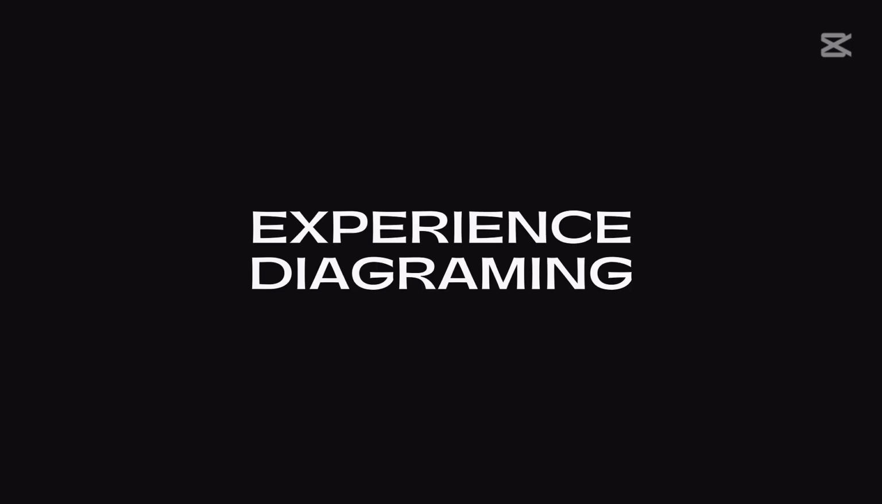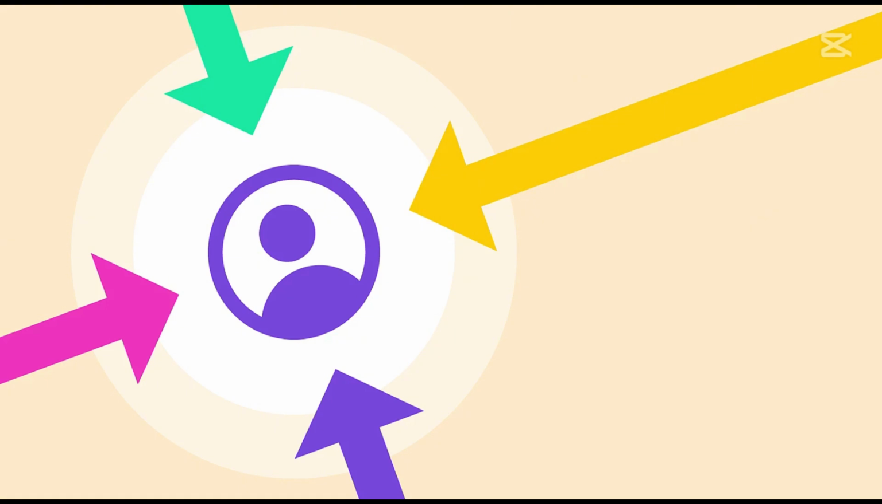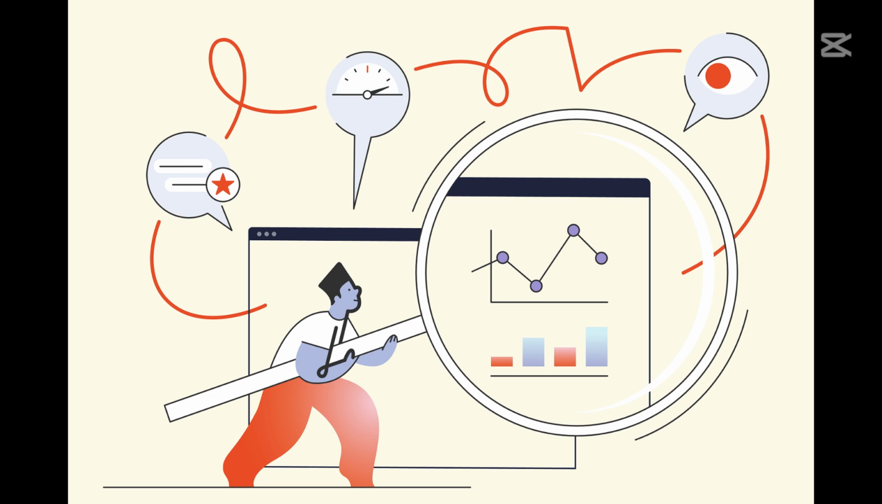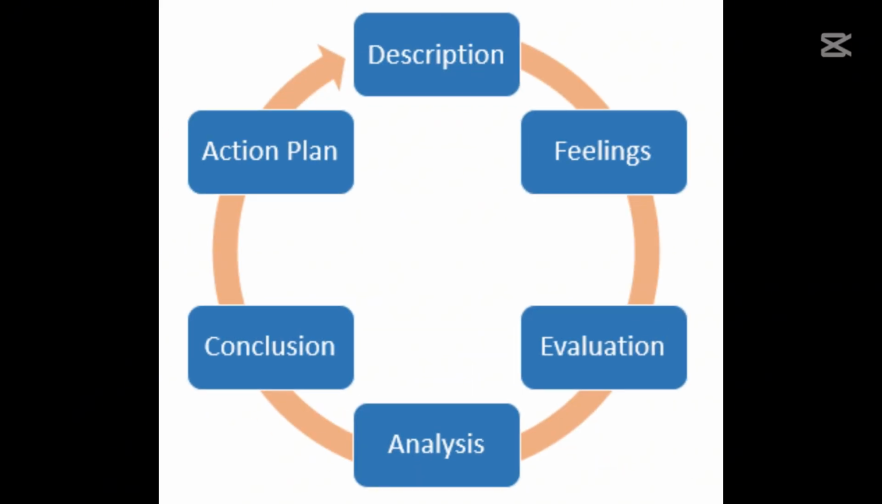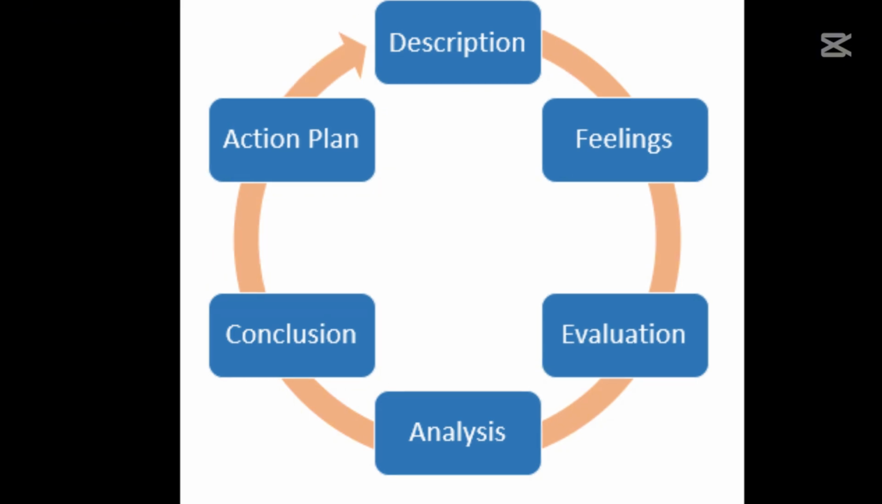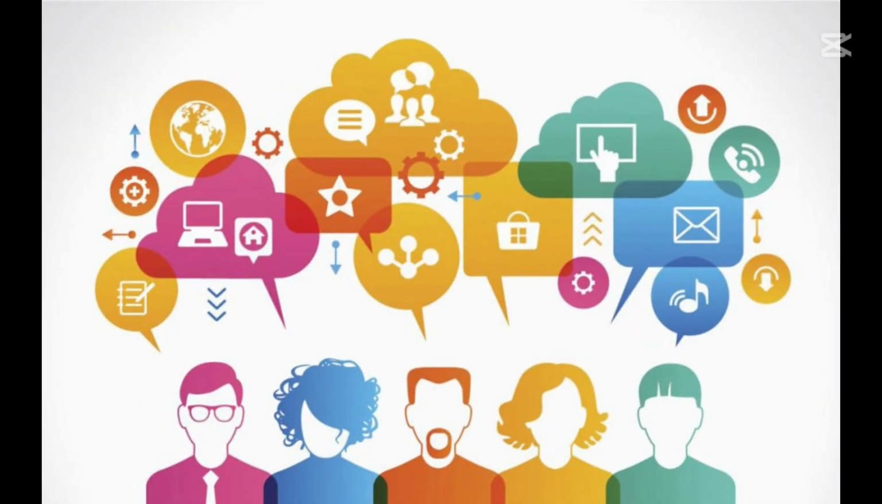Now let's continue with experience diagramming. Experience diagramming is a user-centered design method used to visualize and analyze the complete journey a user goes through while interacting with a product, service, or system. Rather than focusing only on isolated moments, it maps the full experience, from initial discovery through usage to after-use reflection. In short, it answers the question: what does the user do, think, feel, and experience at every stage of interaction?